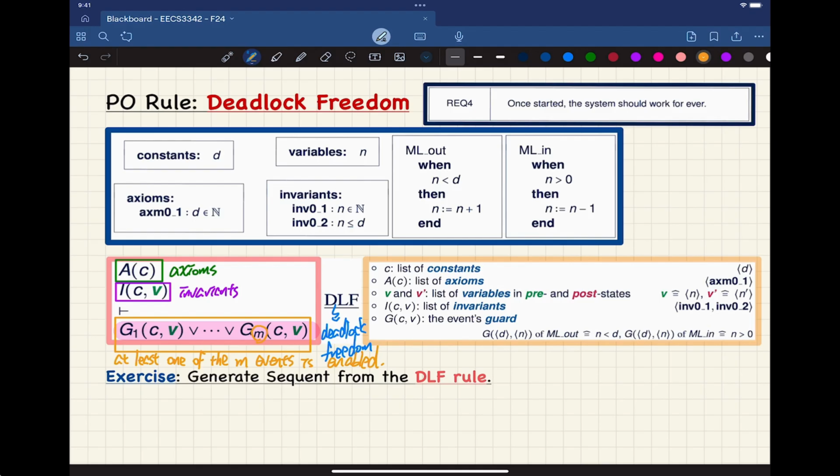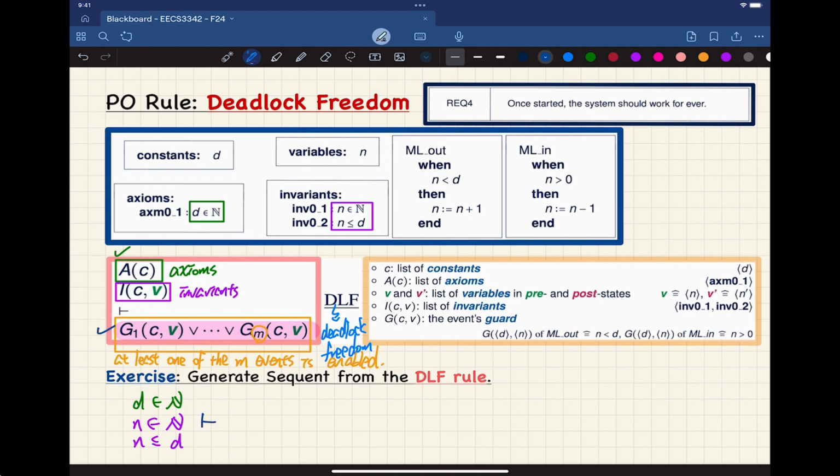Okay. For our model here, let's now do it one by one. We got axiom, which will be this guy here. It will be d is a member of natural numbers. And also we got invariants. We got all of them, this one here. Okay, we got n is a natural number, and also n less than or equal to d. All right? And then we got turnstile.